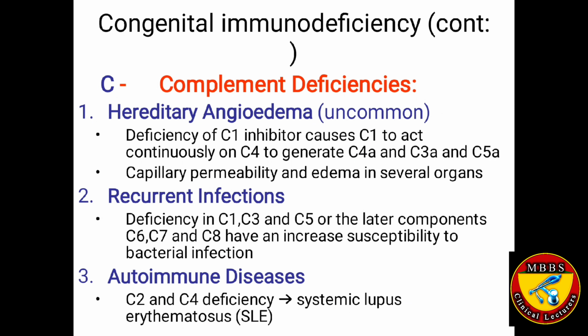Deficiency in the complement system: one presents with hereditary angioedema, which is uncommon. It is due to the deficiency of the C1 inhibitor, which causes C1 to act continuously on C4 to generate C4a and C3a and C5a. And in this disease, capillary permeability is increased, and due to this, edema forms in various organs. It is an autosomal dominant disease.